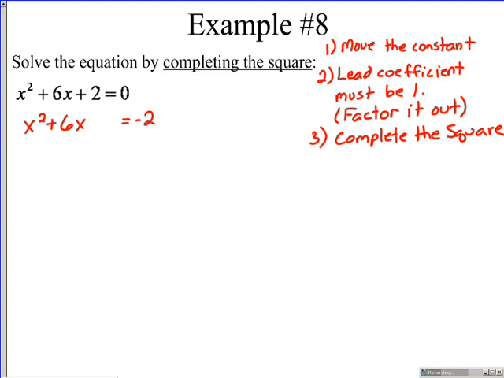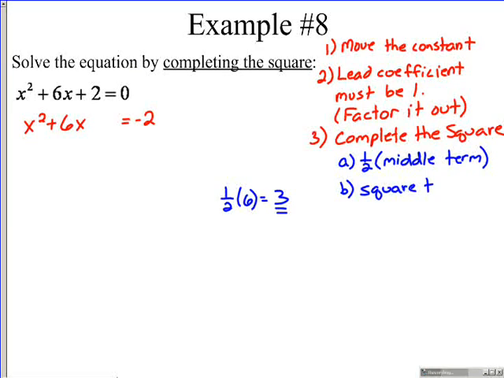Now to complete the square, you always take half of the middle term. So in this case, I'm going to take half of 6, which is 3. That's going to be an important number later on, so we don't want to forget that. After I take half the middle term, next step is to square that value. So in this case, I'm going to take that 3, I'm going to square it, and we get 9.